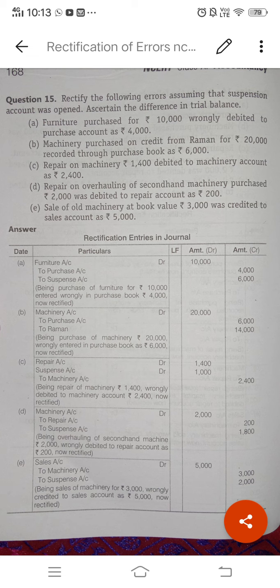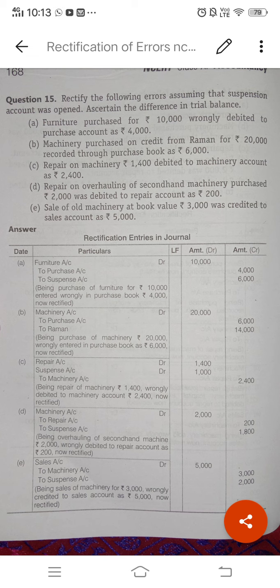To cancel that excess debit, we have to credit the repair account with 200. And what is the correct debit? Correct debit is the machinery account. So we have to debit the machinery account with 2,000 and we have to cancel the wrong debit. We have to credit the repair account with 200 and the balance 1,800 to be transferred to the suspense account and is to be credited.